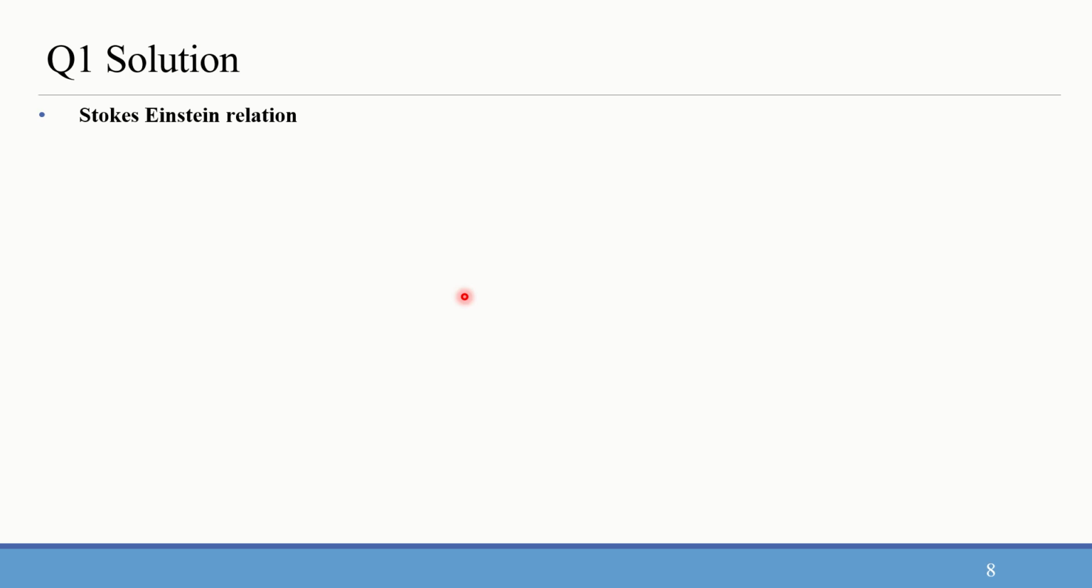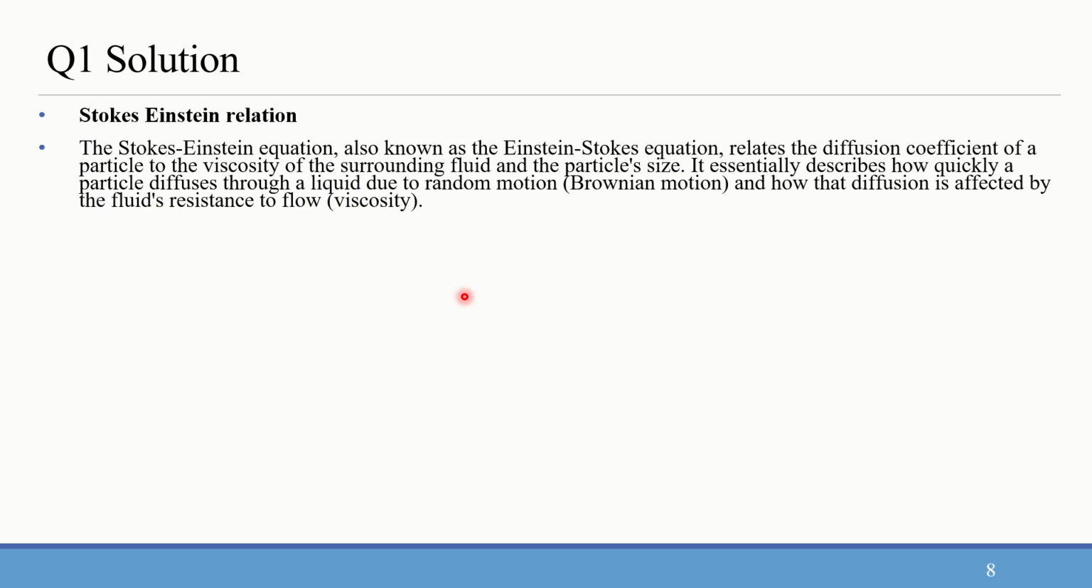So the third one we saw is the Stokes-Einstein relation. The Stokes-Einstein equation, also known as the Einstein-Stokes equation, relates the diffusion coefficient of a particle to the viscosity of the surrounding fluid and the particle size. It essentially describes how quickly a particle diffuses through a liquid due to random motion and how that diffusion is affected by the fluid's resistance to flow.